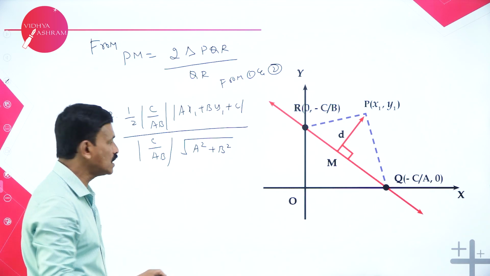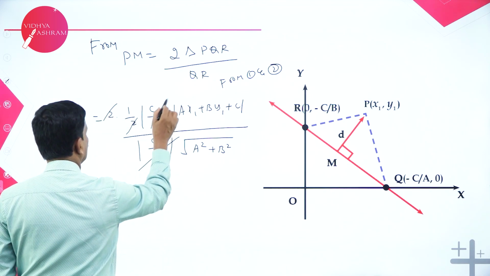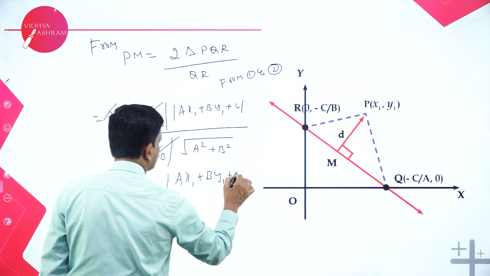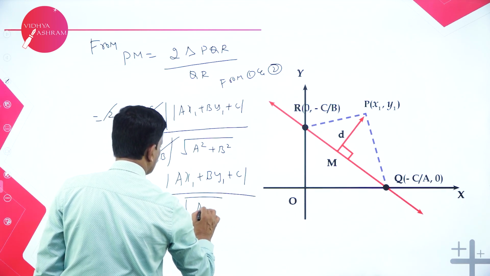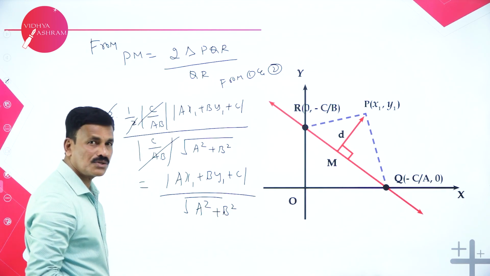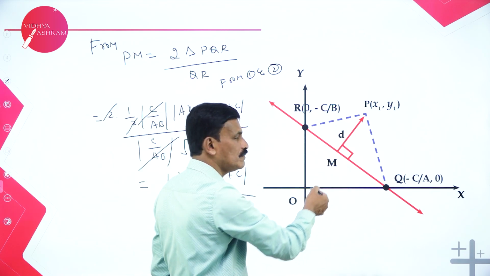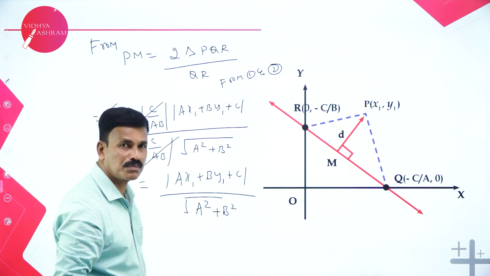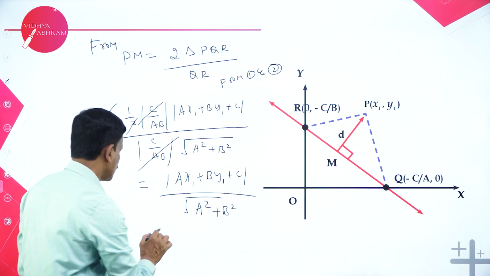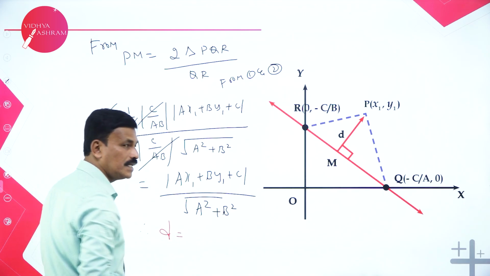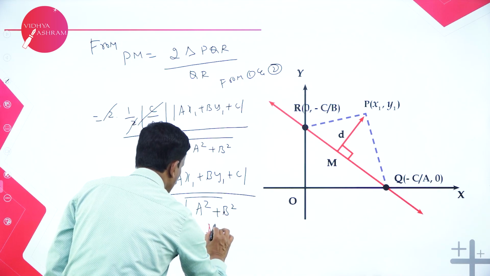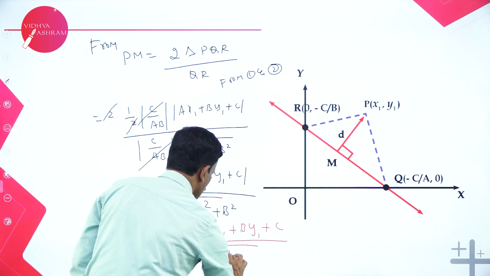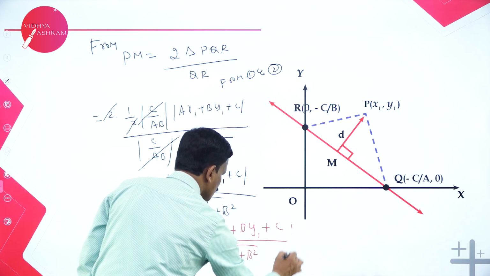Cancel the terms which get cancelled. So 2 and 2 get cancelled. C by AB gets cancelled. What is left over? Mod of AX1 plus BY1 plus C divided by root of A square plus B square. So hence the length of the perpendicular PM is always equal to mod of AX1 plus BY1 plus C divided by root of A square plus B square. So this can be written as the whole mod. Therefore, the perpendicular distance D is equal to mod of AX1 plus BY1 plus C divided by root of A square plus B square. That's it.